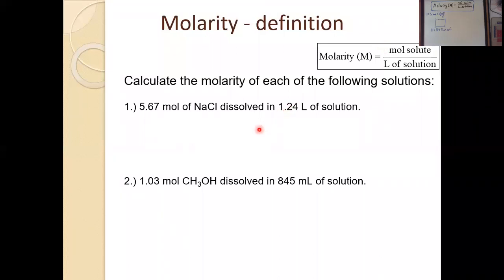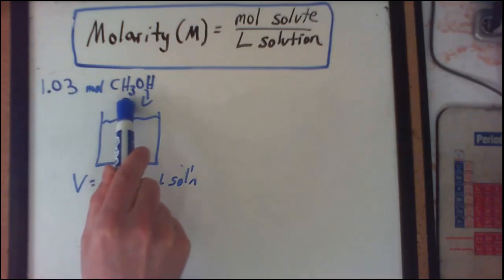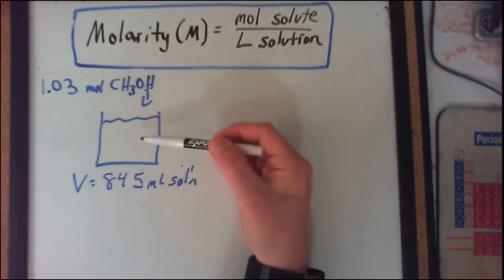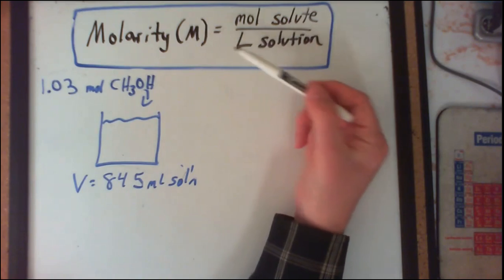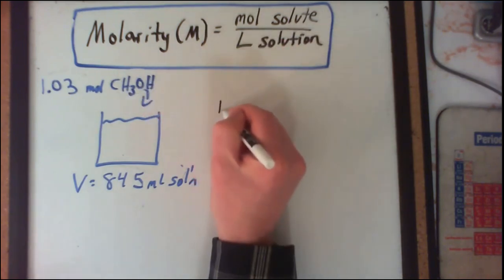In this next example, we have 1.03 moles of methanol dissolved in 845 milliliter solution with the same idea that we want to calculate the molarity of that particular solution. So we have 1.03 moles of the solute, methanol, CH3OH, an alcohol, dissolved in a total volume of 845 milliliter solution. So once again, to calculate molarity, which is what we're asked for, we want to find the number of moles of solute and the solution, and that ratio is our molarity. So we have moles of solute, that's the 1.03 number.